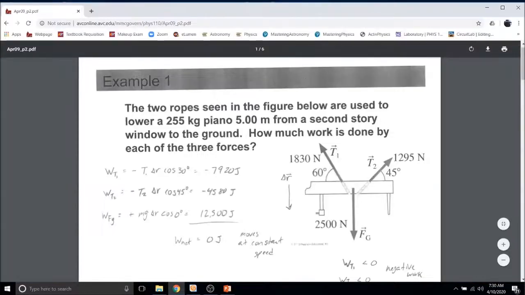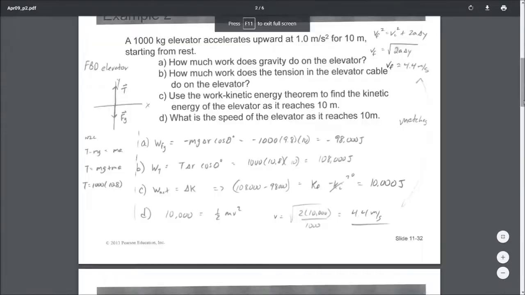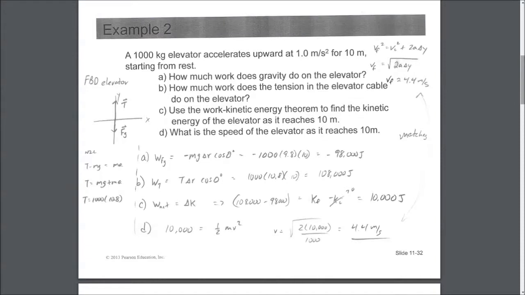Here we go. All right. So we got a 1,000-kilogram elevator. We're going up, accelerating, right? At 1 meter per second squared for 10 meters starting from rest. Let's go through each part here. We want to know how much work does gravity do in the elevator, right?